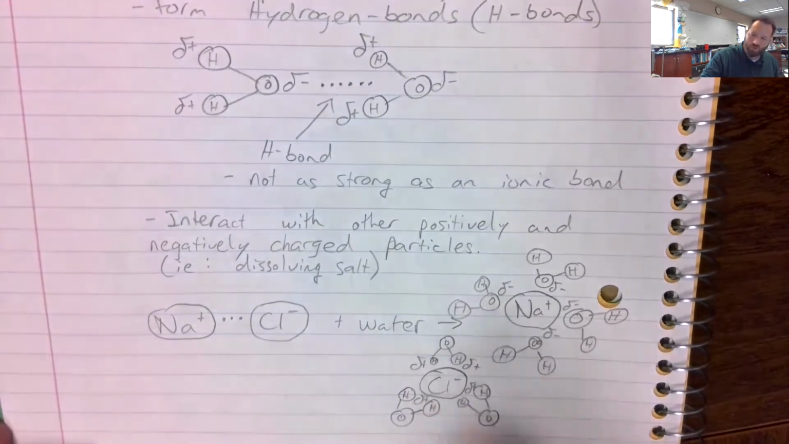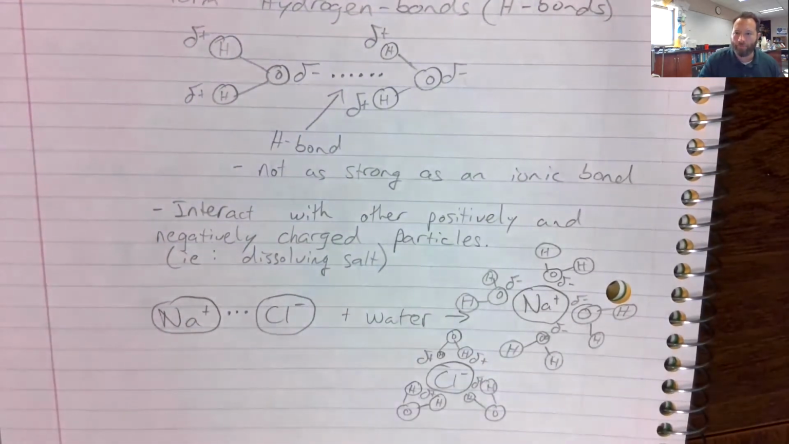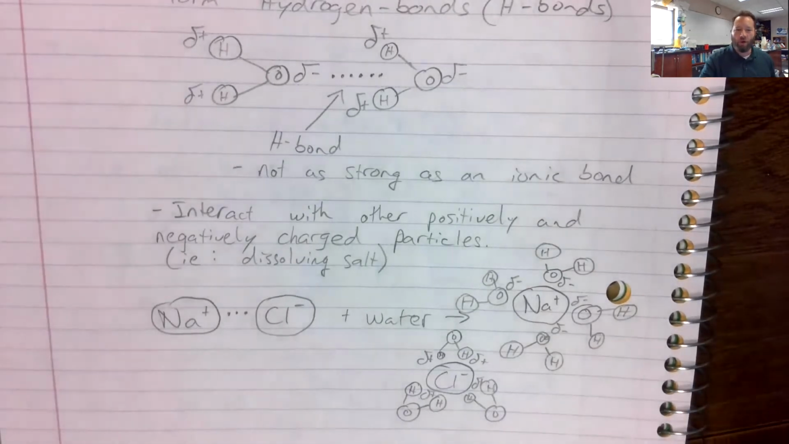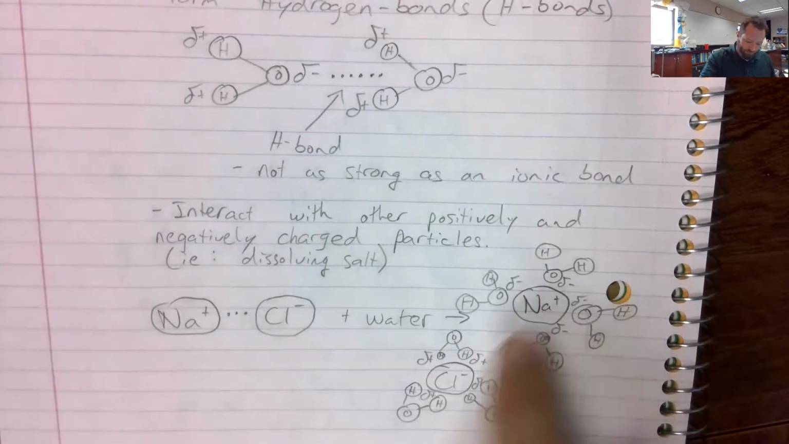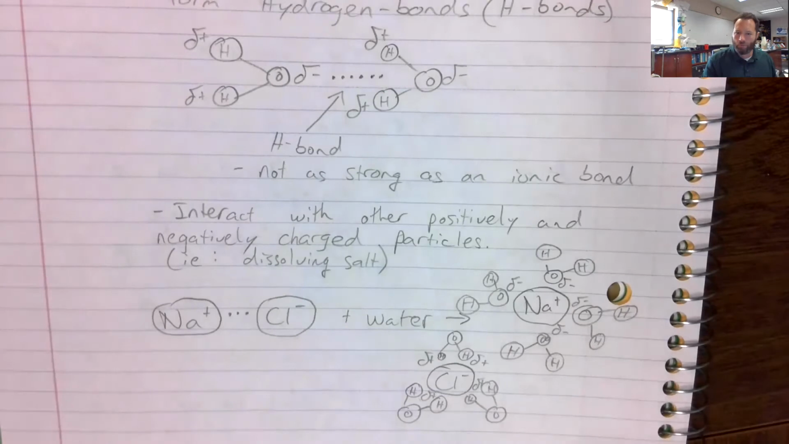So those positive ends are going to be near the negative end. So we end up pulling that salt crystal apart. So where does salt go when you put it in the water? It doesn't disappear, it dissolves. What is dissolving? Well, it's those individual ions being pulled apart, being pulled in different directions.